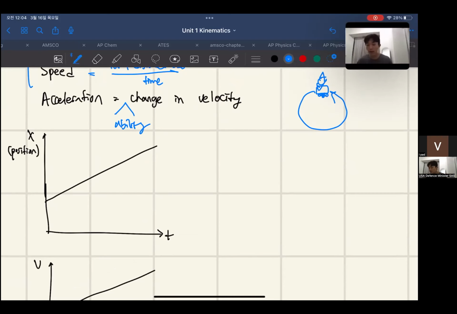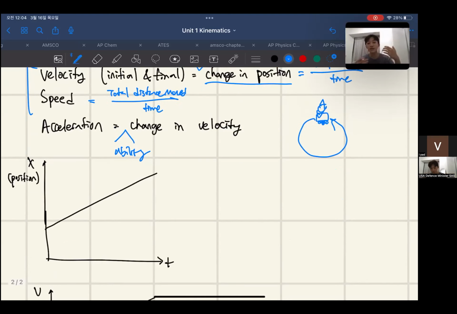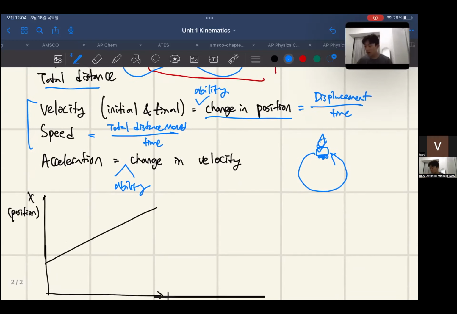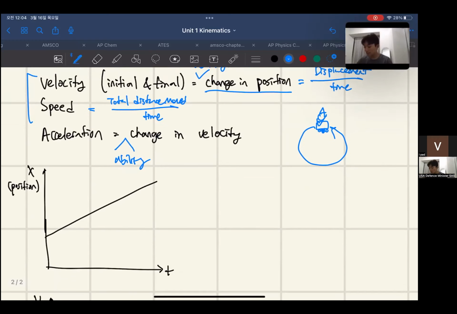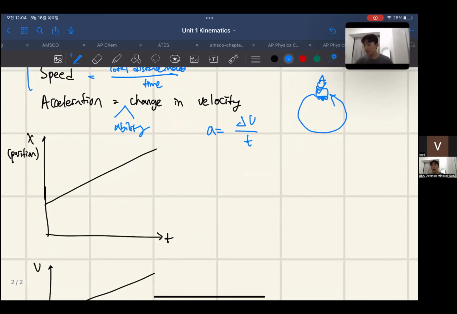So velocity was more like change in displacement, whereas acceleration is change in velocity. I hope you guys get this. In terms of an equation, it would look like this: acceleration, a, equals delta v, the difference or change in velocity, over time. So how well this object can change its velocity.